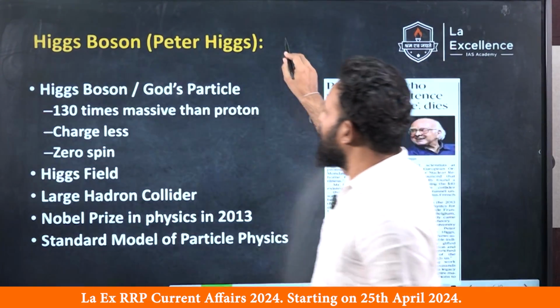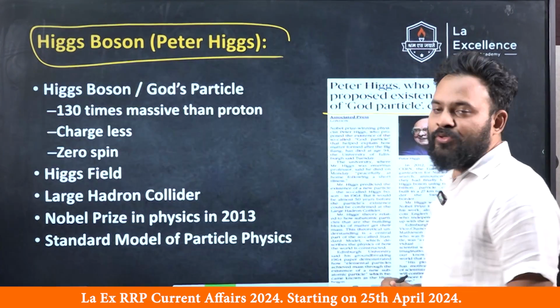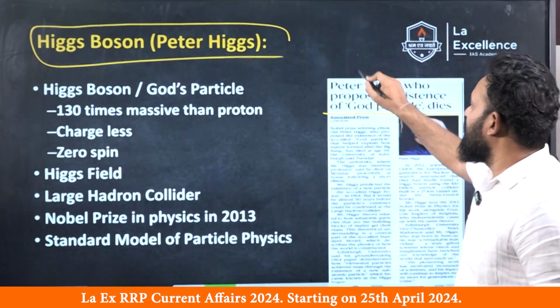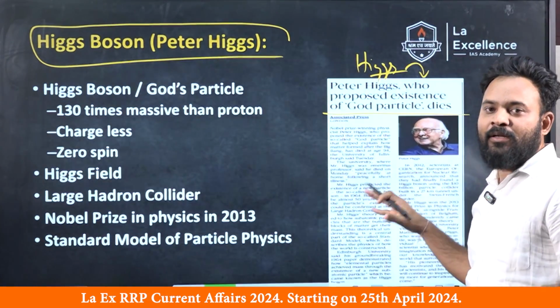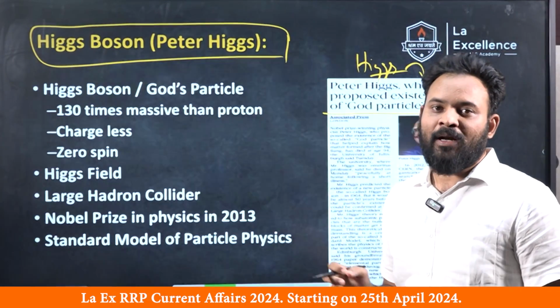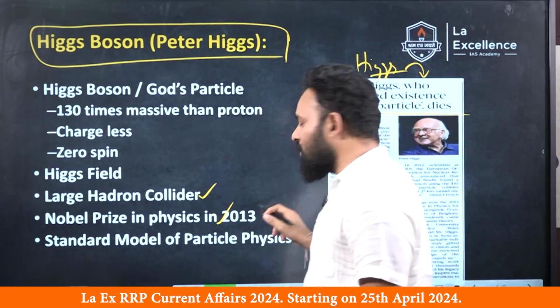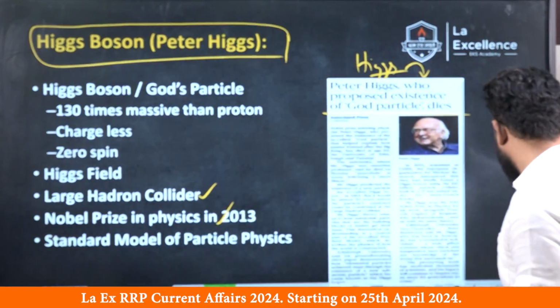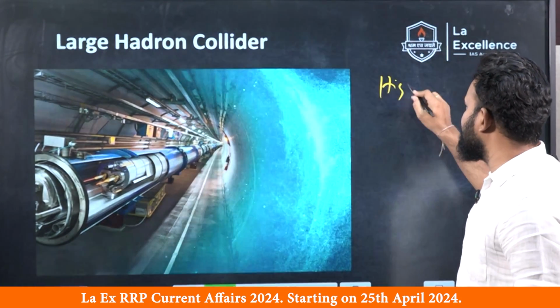This is also in today's newspaper. Peter Higgs, who proposed the Higgs particle in 1964, has died today. Because of that, a question can come on Higgs particle, Higgs field, what is the Large Hadron Collider, etc. He got the Nobel Prize in 2013. So let's see a basic understanding of what the Higgs particle is.